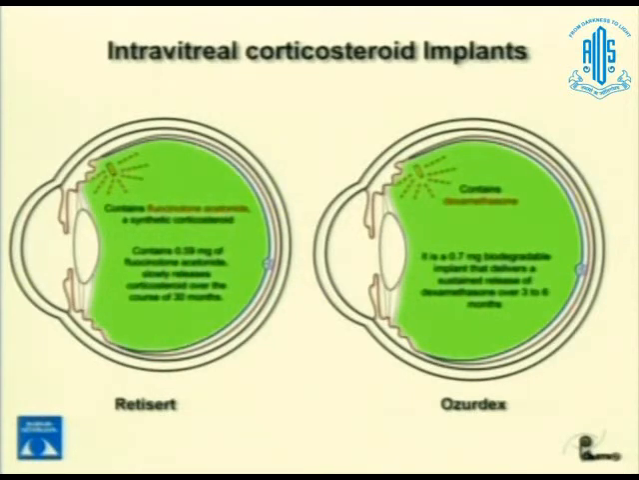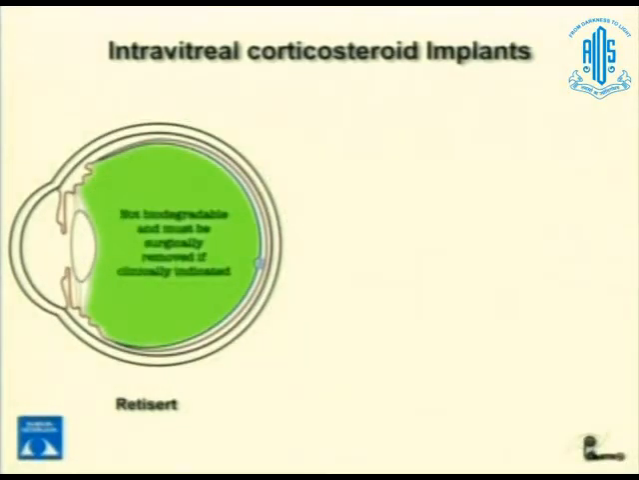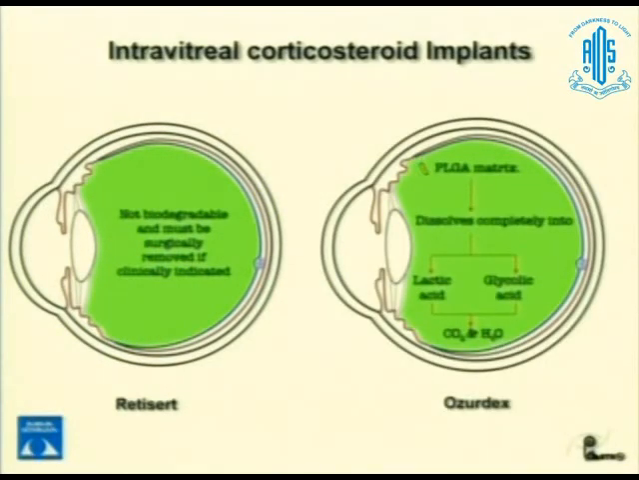The differentiating feature between the fluocinolone acetonide and the Ozurdex implant is basically the drug, and the most important is biodegradability. Suppose after Retisert application the pressure has become very high. Sometimes, when clinically indicated, it must be surgically removed. It's not biodegradable. But the Ozurdex implant is biodegradable. There is a PLGA matrix which dissolves completely into lactic acid and glycolic acid, and ultimately it dissociates into carbon dioxide and water, which can be easily eliminated by the ocular tissue.